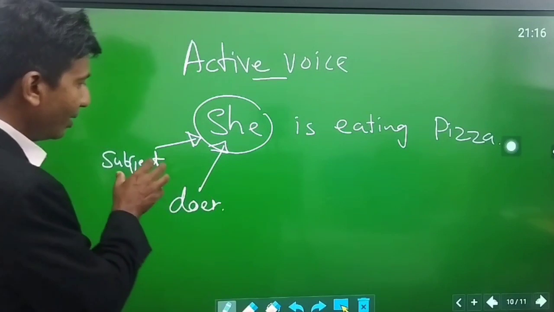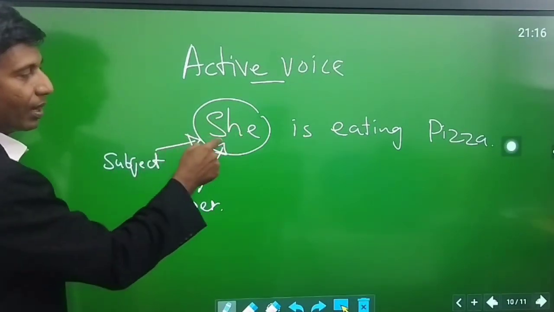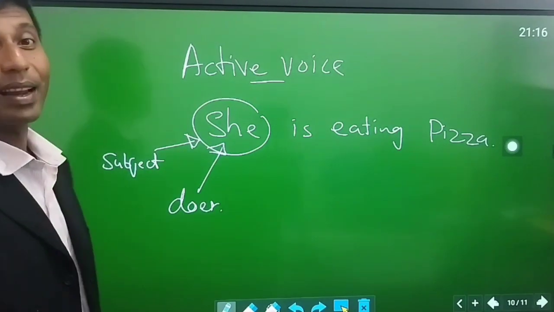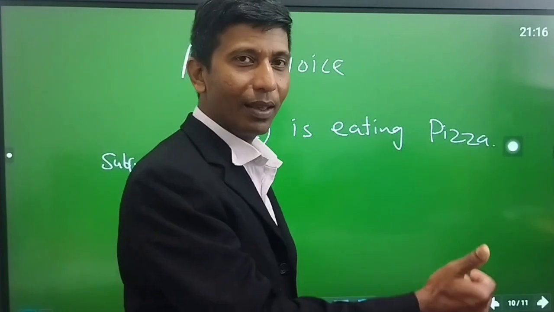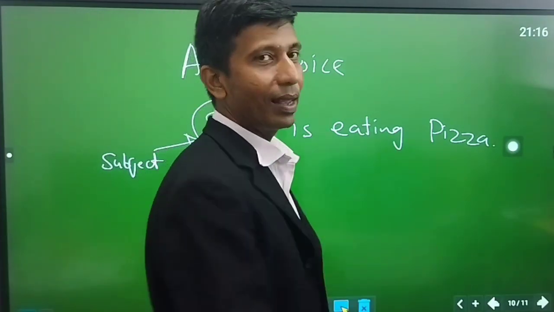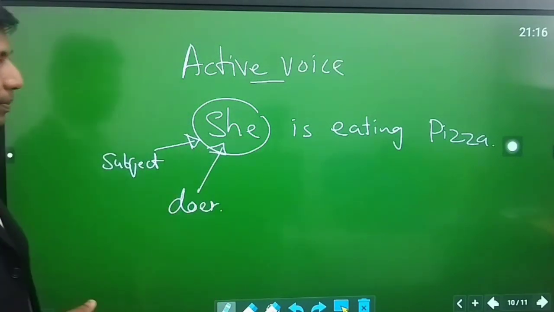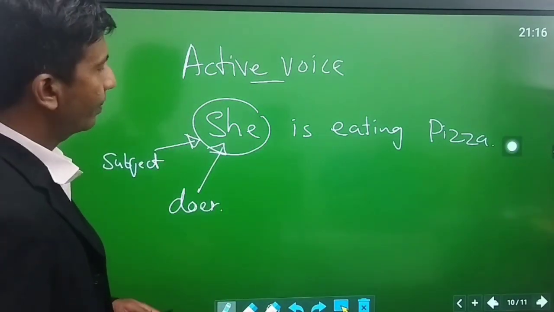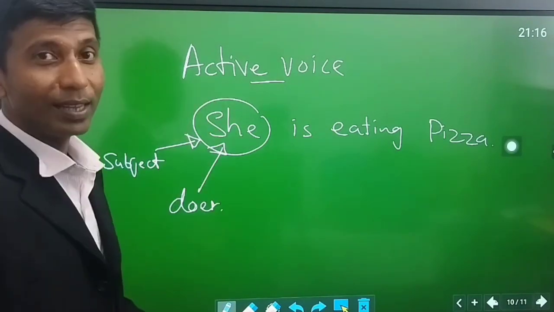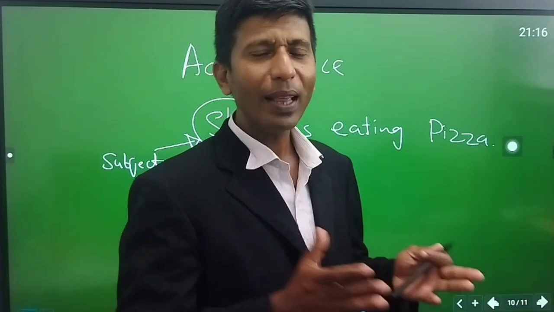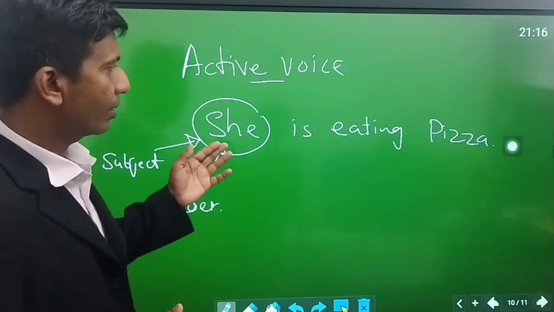When the doer becomes the subject, we call it active voice. When the doer becomes the subject, we call the sentence active voice. The opposite of active voice is passive voice. What is passive voice? Now think about this sentence.